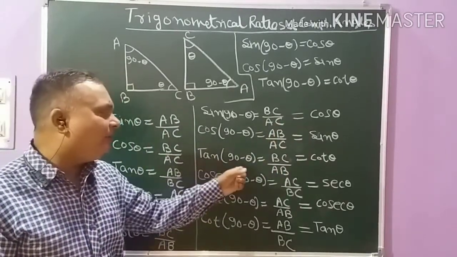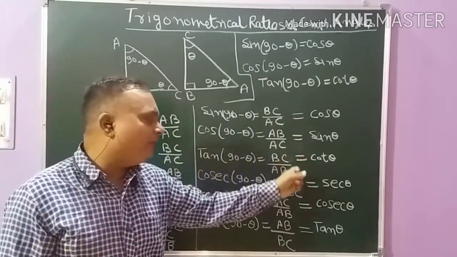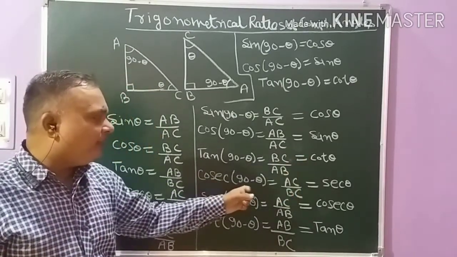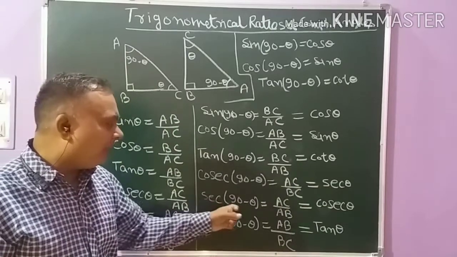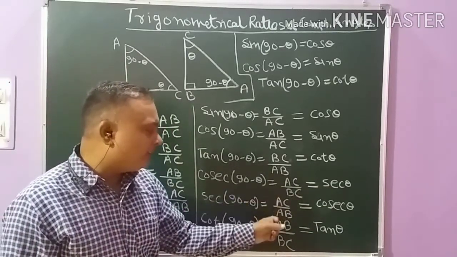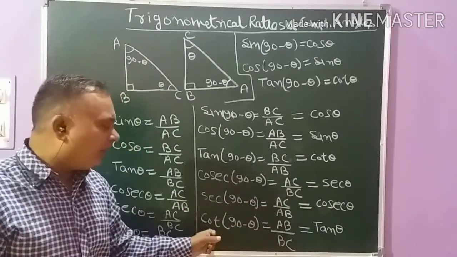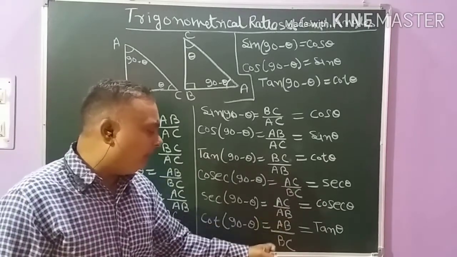Similarly, tan 90 minus theta equal to BC upon AB. Cosec 90 minus theta equal to AC upon BC. Sec 90 minus theta equal to AC upon AB. Cot 90 minus theta equal to AB upon BC.